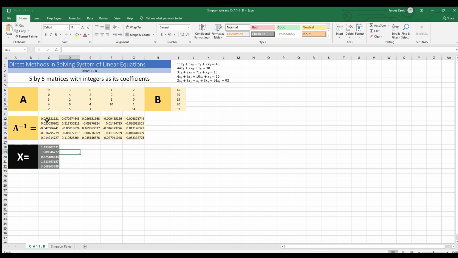So ang gagawin natin is highlight naman natin ito. First gawin muna natin is lagay natin equals to MMULT. Then, highlight natin ito. After that, lalagyan natin ng comma. Then, highlight naman natin itong B. Then, close parenthesis. The same lang din gawin natin, Control-Shift-Enter para masolve. So, ayun.